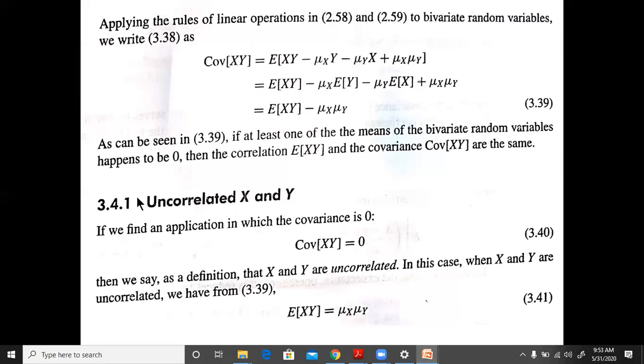So this is the total term. When do we say that X and Y are uncorrelated? X and Y are uncorrelated only if the covariance is equal to 0. So uncorrelated is associated with covariance equal to 0. And as a definition, if X and Y are uncorrelated, then when this is equal to 0, this will be equal to this, and that is what we have mentioned here.